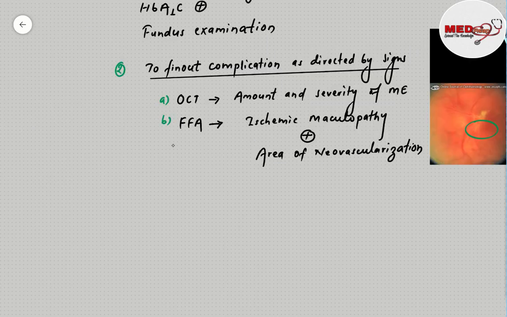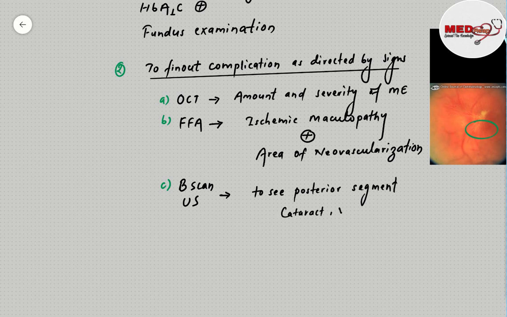The third investigation here that we have to do is B-scan ultrasonography. This is done when something is obscuring the view of the posterior segment while looking through the ophthalmoscope, for example cataract or vitreous hemorrhage. With these investigations we can detect the stage of the diabetic retinopathy and the complication that occurred.